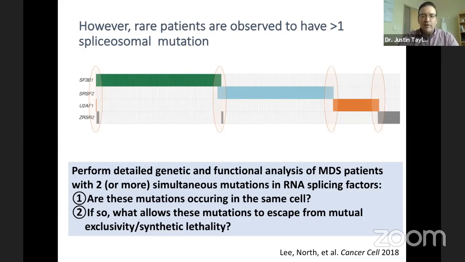So the goal of this project was to perform detailed genetic and functional analysis of patients that had myeloid malignancies with 2 simultaneous mutations in RNA splicing factors. One of the major questions that could only be answered by Mission Bio technology was: are these mutations occurring in the same cell, compared to being mutations at low allele frequencies in different clones within the population? And then further, if they are occurring in the same cell, what is actually allowing them to escape the mutual exclusivity?